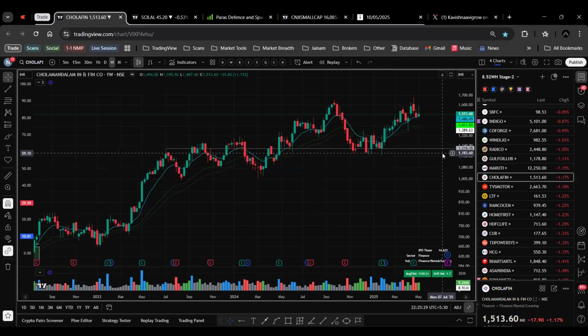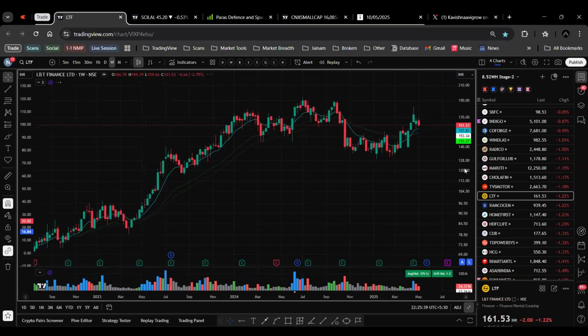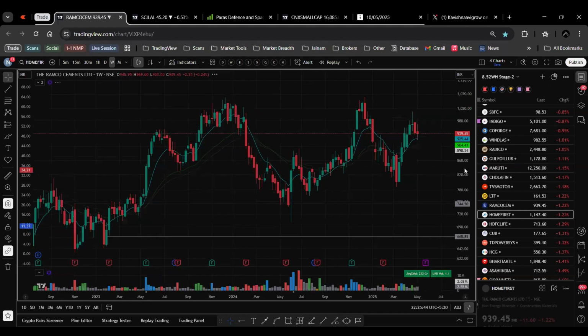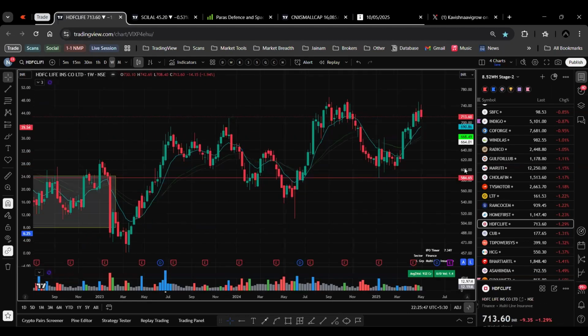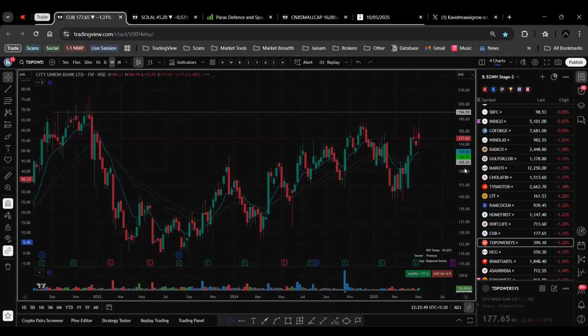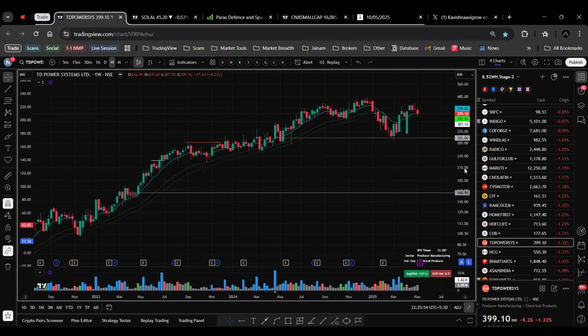So I don't go through these charts so slowly. I quickly scroll through them. But for now, we just slowly understand what exactly to look for. LTF, no, nothing. Do you see there's actually nothing. There's not even one fast stock that is participating in the up move.